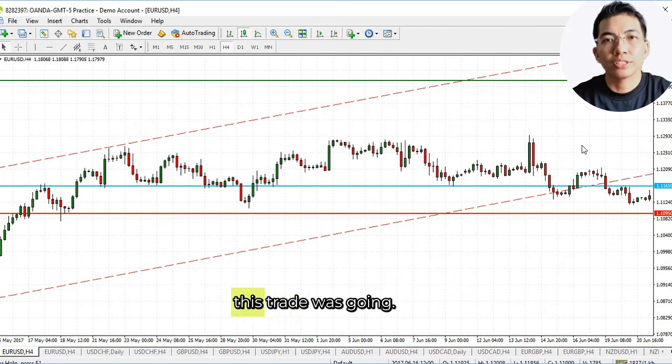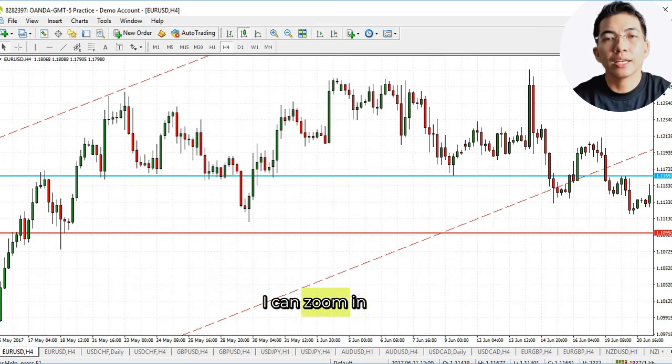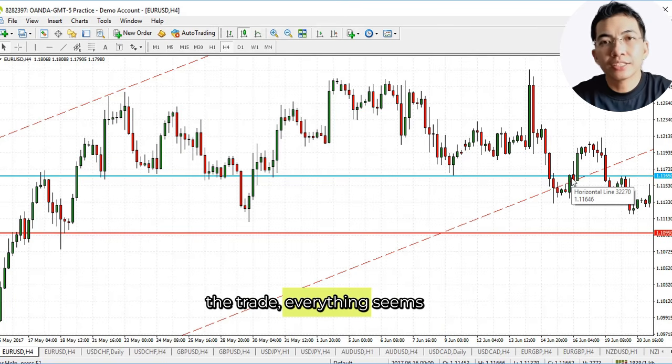So let's check how this trade was going. I go back to my normal chart so we can better analyze the candlesticks. I can zoom in maybe. No, actually I think it is fine like this, otherwise we will lose the view of the big picture on the market. At the beginning of the trade everything seems fine.